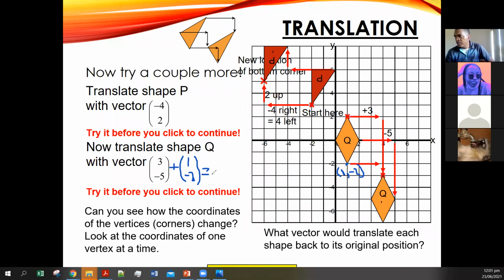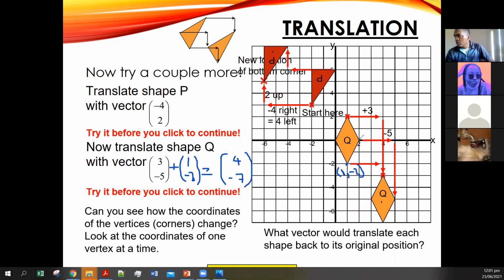And this will give us a new coordinate. The new coordinate will be, you just add the tops, add the x together to give you a new x, add the y's together to give you a new y. So 3 plus 1 is 4. Minus 5 plus minus 2 is minus 7. That is your coordinate for the first point. All right, we can do that for all the points.